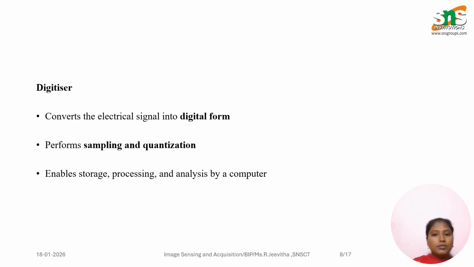The digitizer converts the electrical signal into a digital form. It performs two important operations, sampling and quantization. This step converts a continuous signal into discrete pixel values. Digitization allows the image to be stored, processed, and analyzed by a computer. Without digitization, digital image processing is not possible.